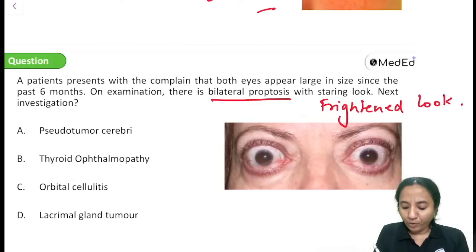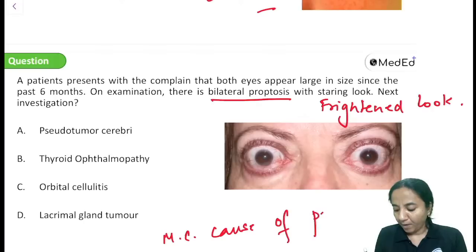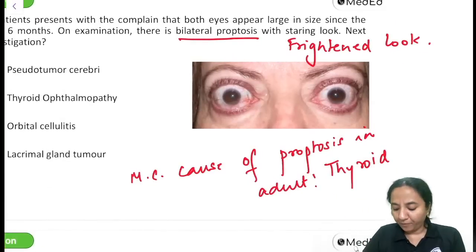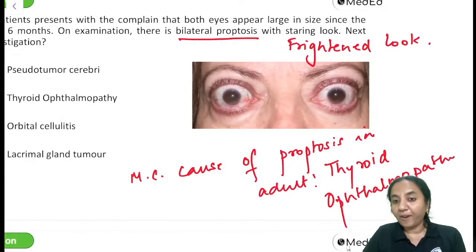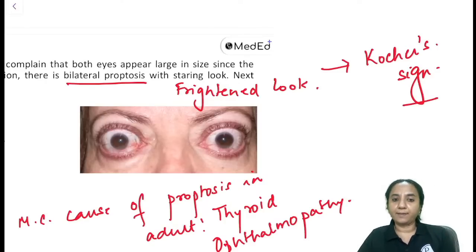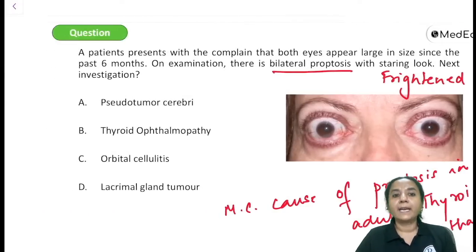So what is this? The most common cause of proptosis in an adult is thyroid ophthalmopathy. What is the most common cause of proptosis in an adult? Thyroid ophthalmopathy, and this is one of its typical appearances, where you get a bilateral proptosis and there is a frightened look. This bilateral proptosis with frightened look has a name. It's called Kocher's sign. So this is seen in thyroid ophthalmopathy, which is the most common cause of proptosis in an adult patient.